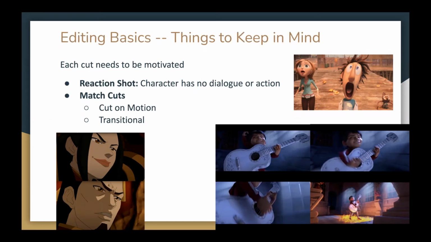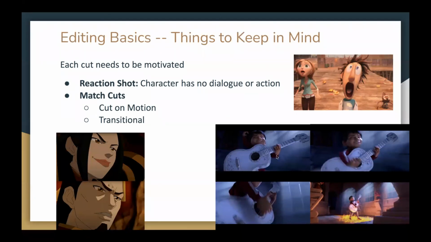So the cut on motion is the example that I've got here on the right side. What a cut on motion is, you've got more than one shot, but it's the exact same action happening. So you've got here Miguel, and he's playing the guitar, and his hand goes from here all the way down. But in between there's 1, 2, 3 different shots. And what you have to do is cut very specifically so that it looks like it's the exact same movement, even though they're different shots.